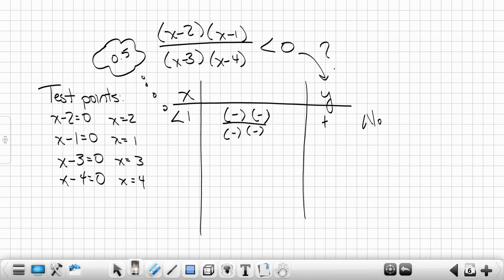I'm going to pause for a second and make sure that's understandable. I wrote no. So if I picked a number less than 1, I got a negative times a negative divided by a negative times a negative. That whole thing's positive. My question is, when is this function less than 0? So when is this function negative? Well, it's not here because it's positive. If this inequality was flipped, this would have been a yes. Well, no, we have to test everywhere. So now I've got to test between my next two test points. What's the next test point after 1? 2. So I've got to pick something between 1 and 2. 1.5.